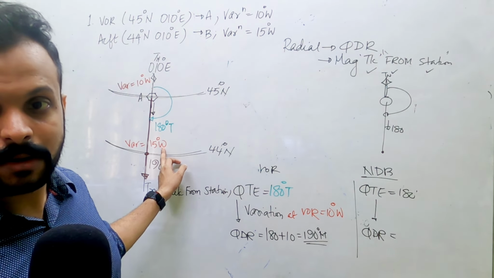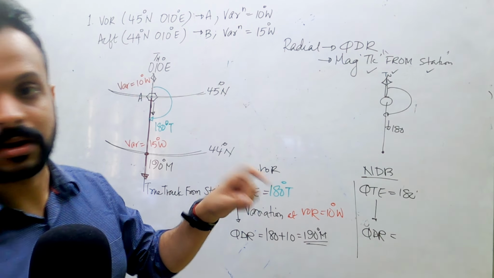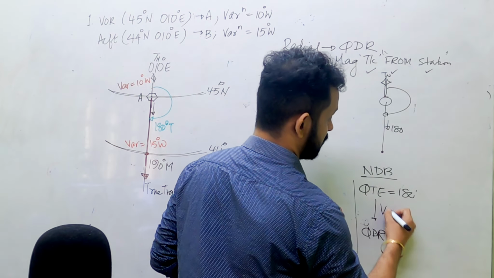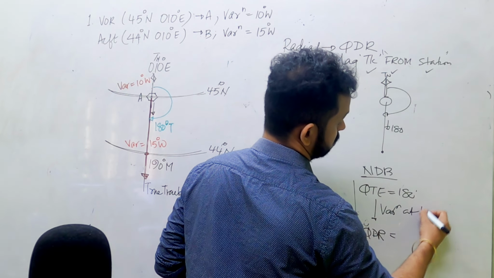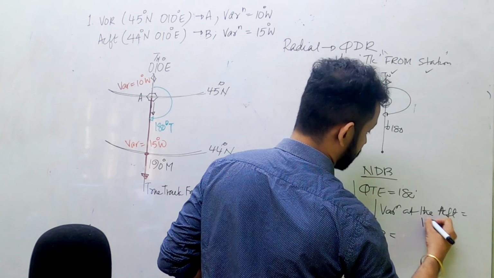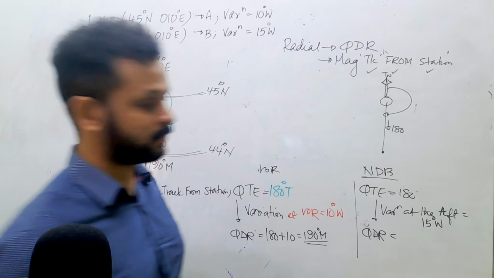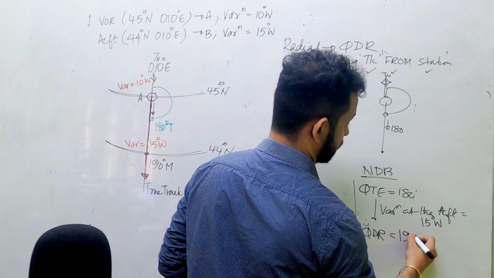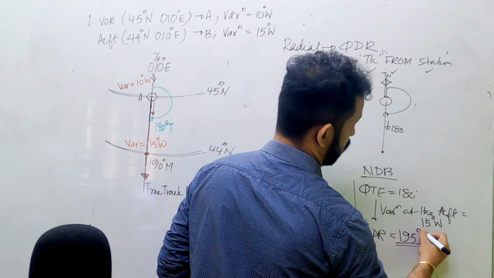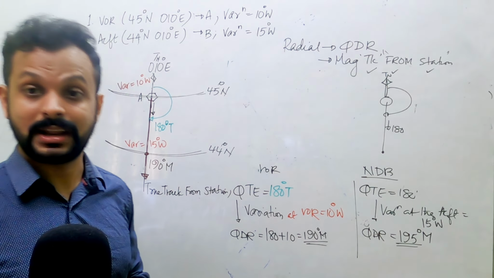In case of a VOR based system, VOR is always the variation at the VOR, right? In case of NDB, it is the variation but at the aircraft side, which is 15 degrees west. So what is the answer here? QDR will be 180 plus 15, which is 195 degrees magnetic is the QDR of the aircraft in case of an NDB based system.